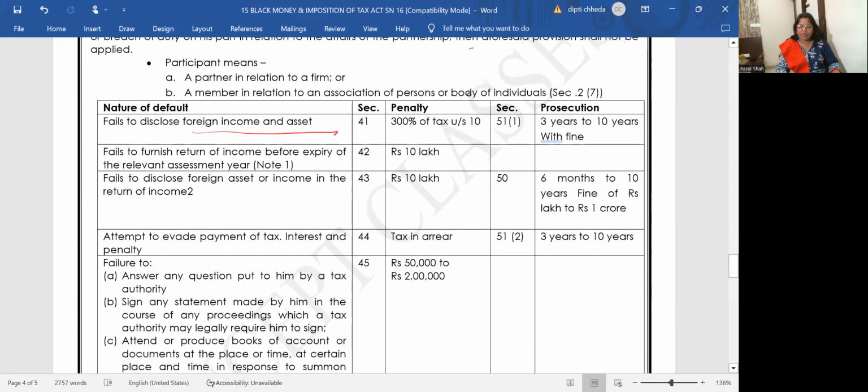Failure to disclose foreign income, 300% penalty. In India, if there is under-reporting, what is the penalty? 50% of the tax. Misreporting, 6 cases. When it goes for misreporting, 200%. Okay? And here it is how much? 300%. If you have not disclosed any foreign income, then 300% and prosecution of 3 to 10 years.